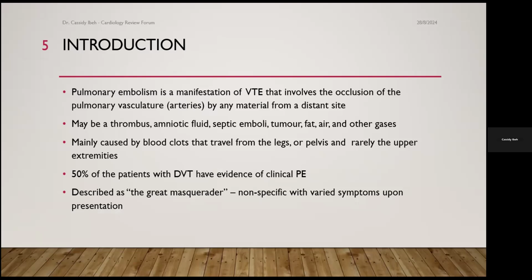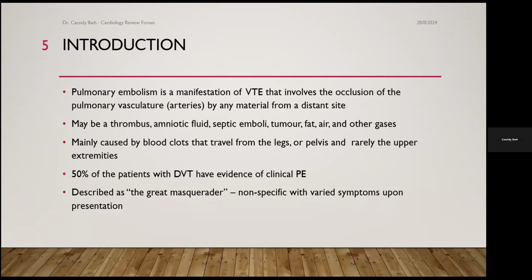Pulmonary embolism is a manifestation of venous thromboembolism that involves the occlusion of the pulmonary vasculature by any material from a distant site. This may be a thrombus, amniotic fluid, septic emboli, fat, air, and other gases. In the majority of cases, it's caused by blood clots that travel from the leg or pelvis, and rarely the upper extremities.